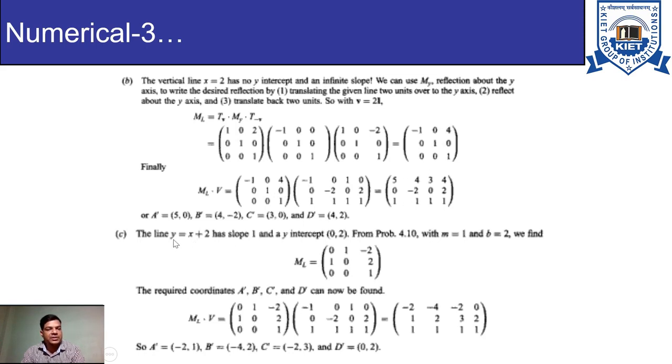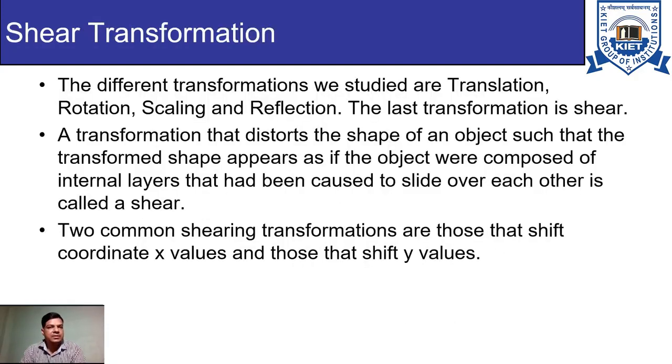In the third case, the line is y equals x plus 2. Here we can directly see that the value of m is 1 and the intercept is 2. So we substitute the values directly, and we get this matrix. And finally we multiply this matrix with the object matrix, and we get the answer. Next is shear transformation.